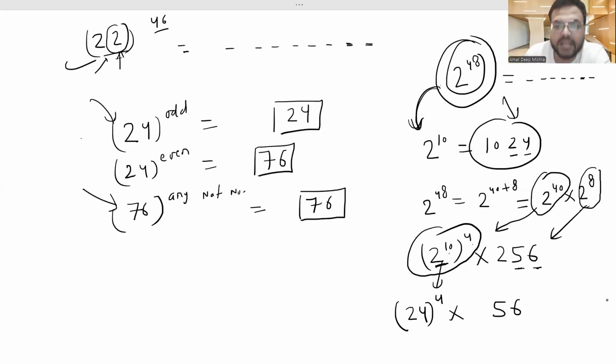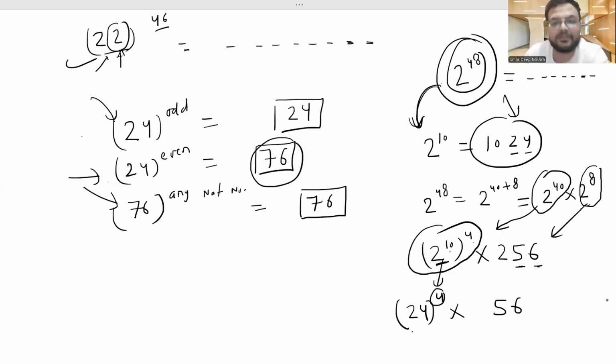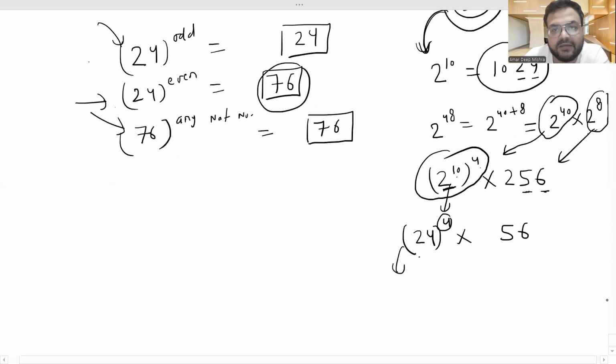Now, 24 to the power an even number, I always get 76. So here I can write 76. 24 to the power any even number gives 76 as the last two digits. So this is 76 into 56.